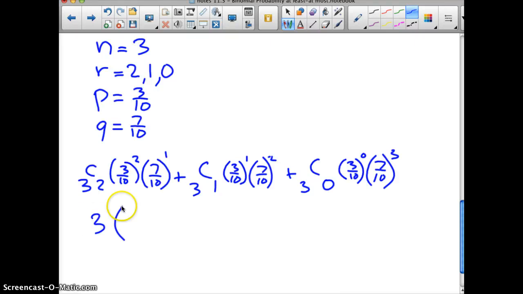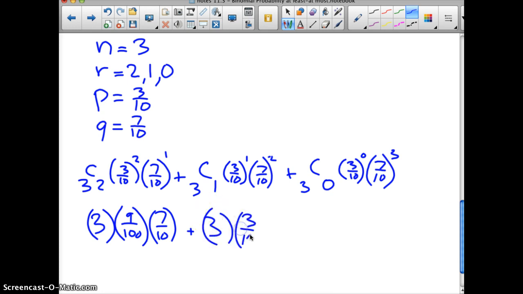3 tenths squared is 9/100, and 7 tenths to the first is just 7 tenths. Okay? There we go. 3C1 is 3 as well, and then that's times 3 tenths, and then that's 7 tenths squared, which is 49/100. Right? And then plus 3C0 is 1. 3 tenths to the 0 is 1.